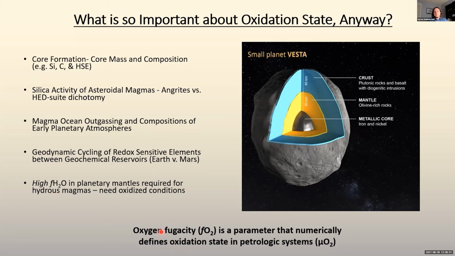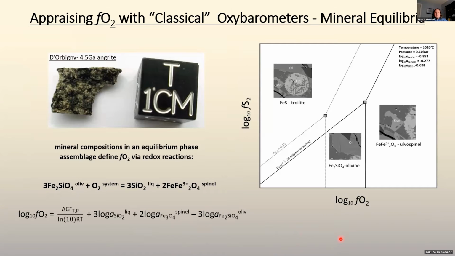And so this term oxygen fugacity, I'm going to refer to as FO2 frequently. And basically it's a parameter that numerically defines oxidation state in petrologic and mineralogic systems. It's related to the chemical potential of oxygen in the system. And a good way to think of it is basically it's an effective thermodynamic partial pressure of oxygen in the system. Anyway, so a little bit about how we do this business in the first place.